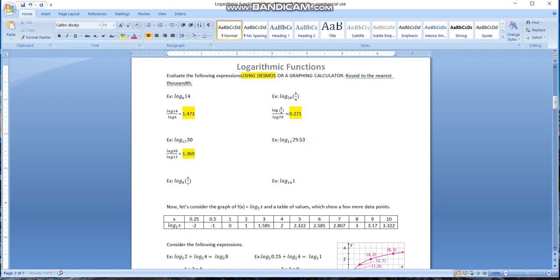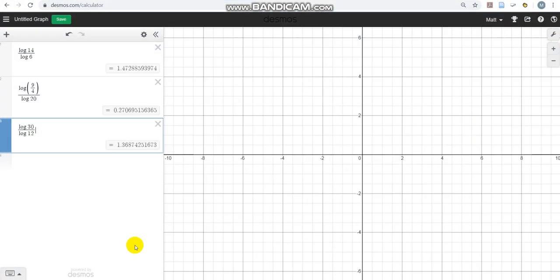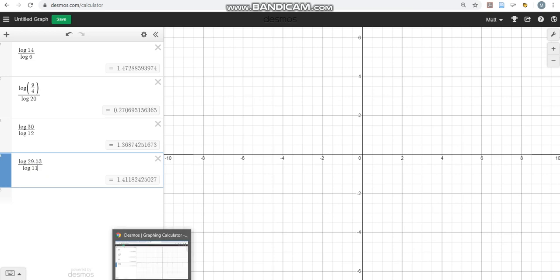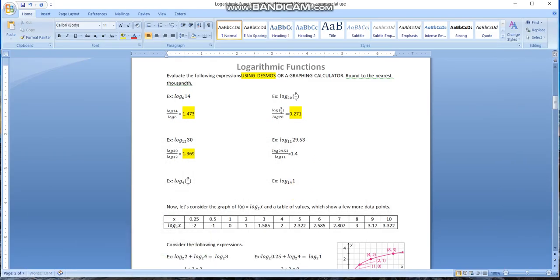Now this one. Hopefully you guys see a pattern already. This is going to be log of 29.53 divided by log of 11. All you're doing is typing that in, log of 29.53 divided by log of 11. So this is 1.412.